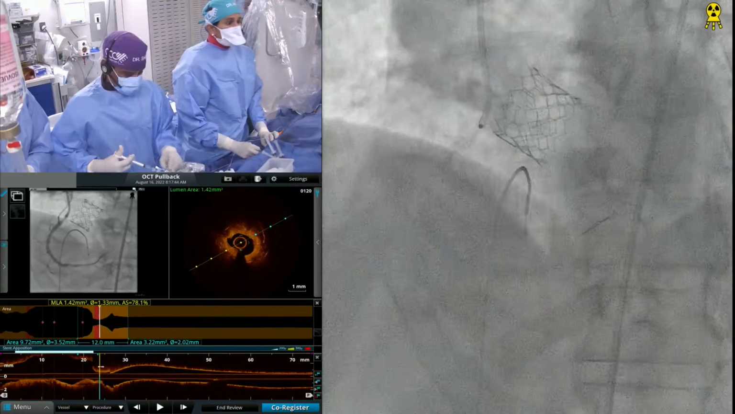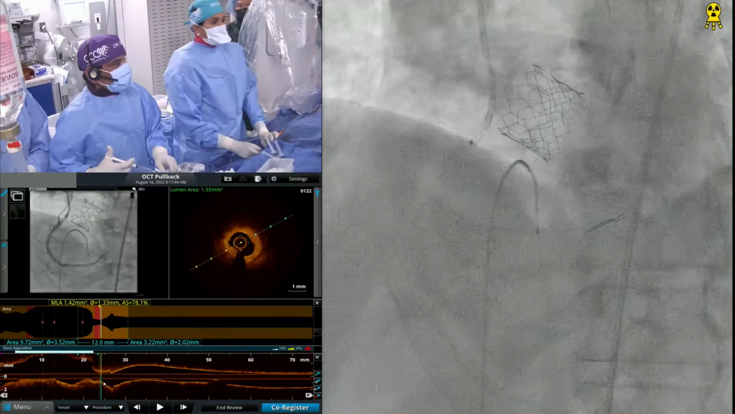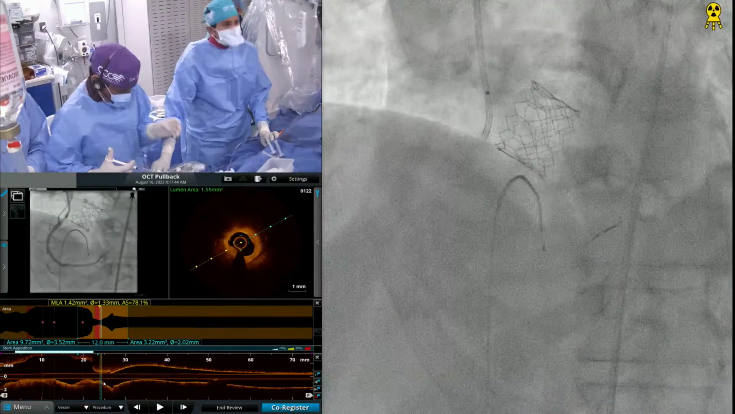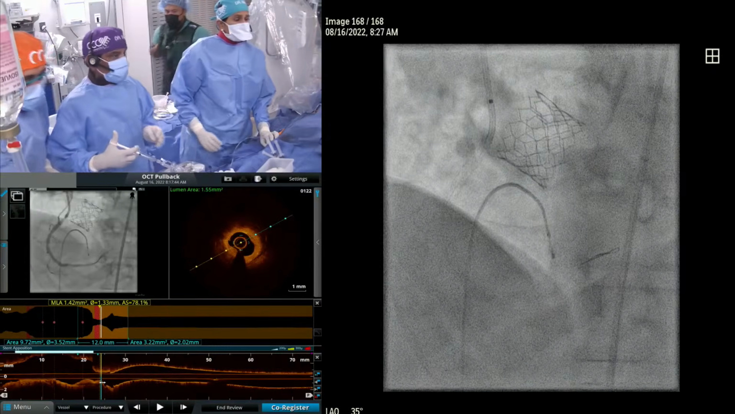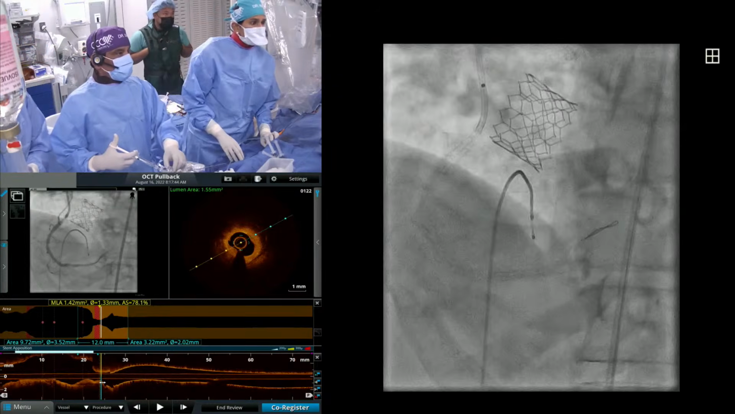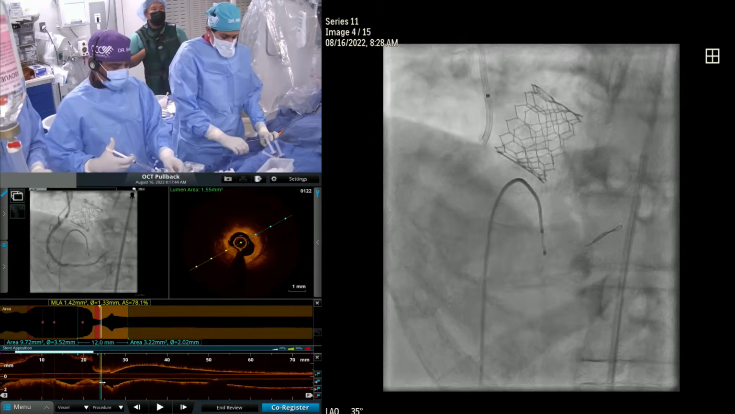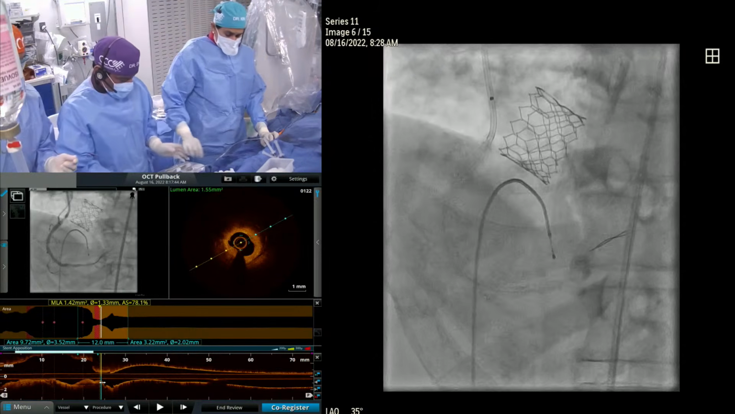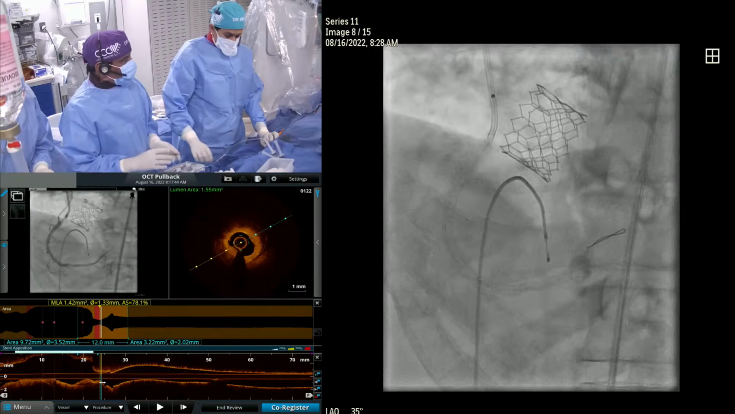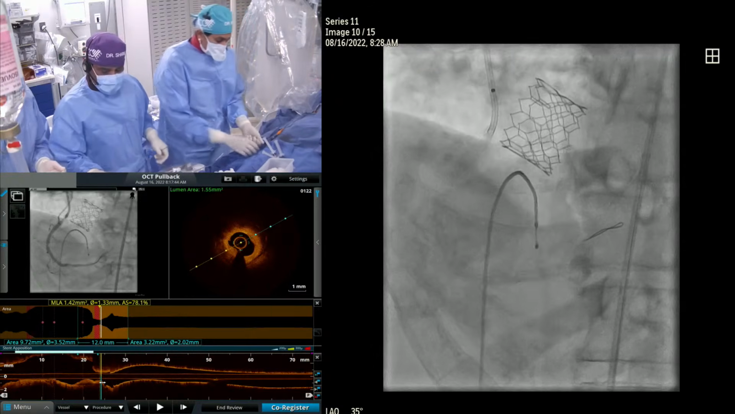I guess we did it. Good. Okay, let's do the OCT again. Sure. We did few runs. You want to dilate with a balloon again or just by itself now? I want to do the OCT now. Okay, we are doing the OCT again. Sure.